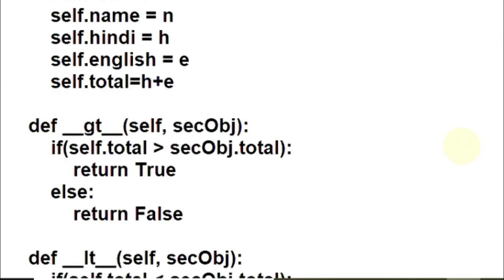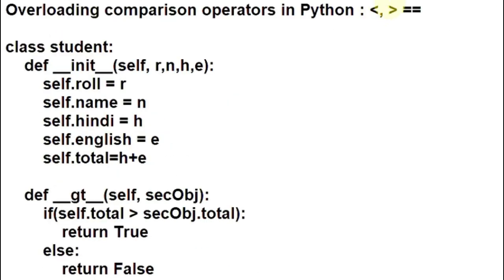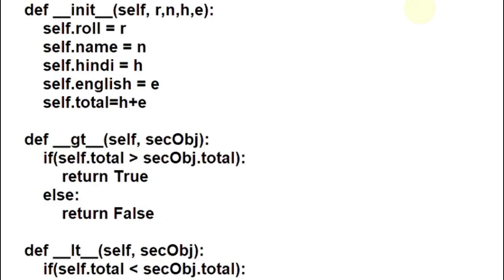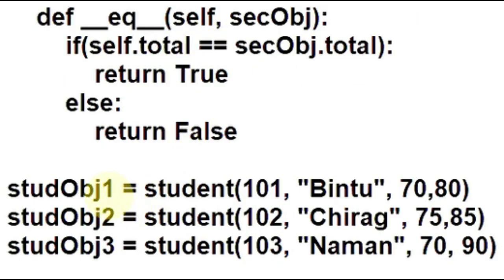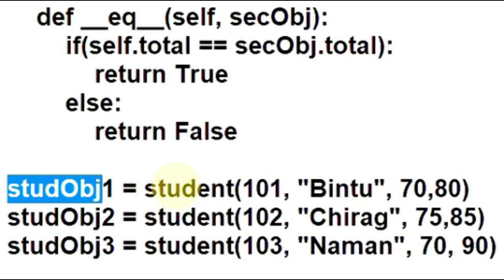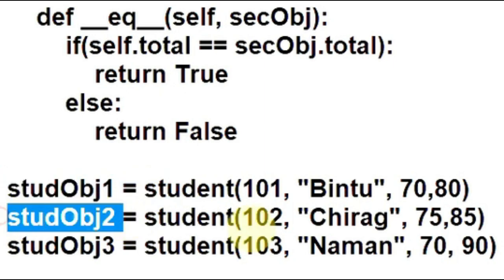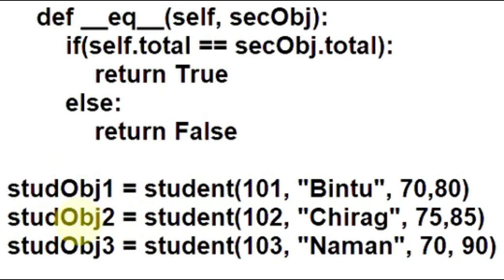Right. Now let us learn to overload the less than sign, greater than sign, and equal to. See, here you are creating 3 objects: stud obj1 of student class, stud obj2 of student class again. So 3 objects are created: stud obj1, stud obj2 and stud obj3 of student class.